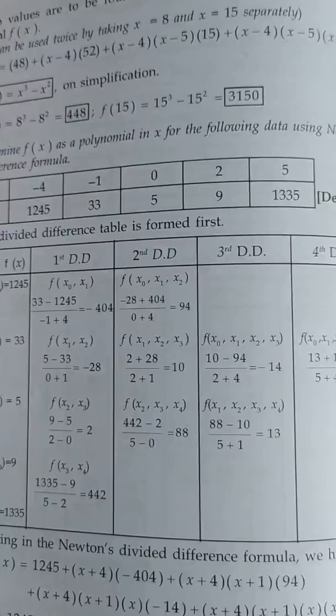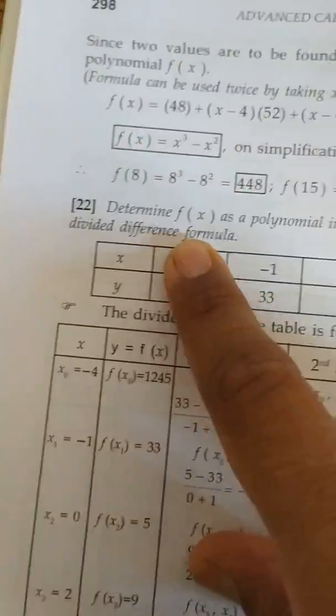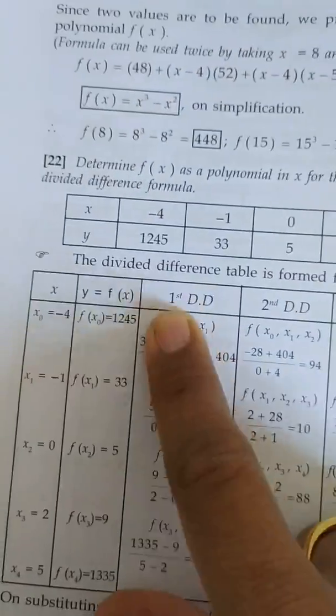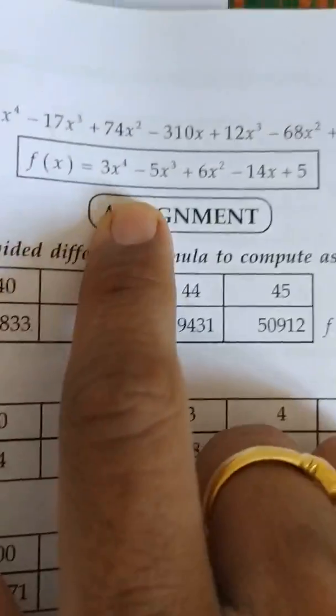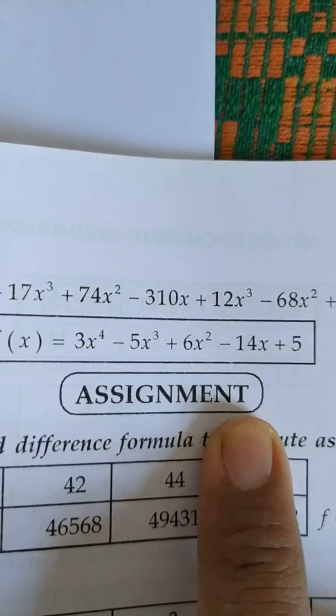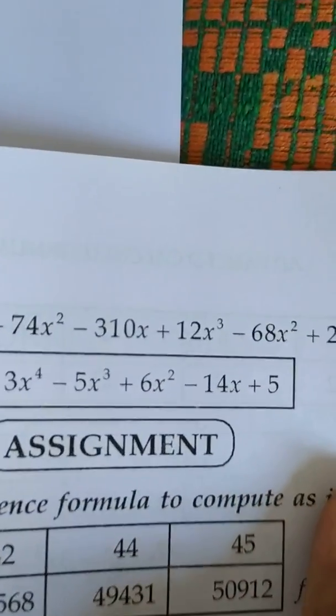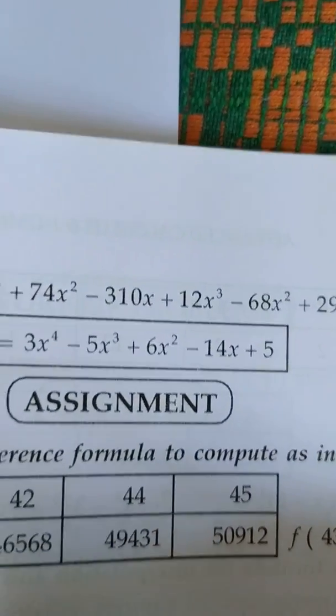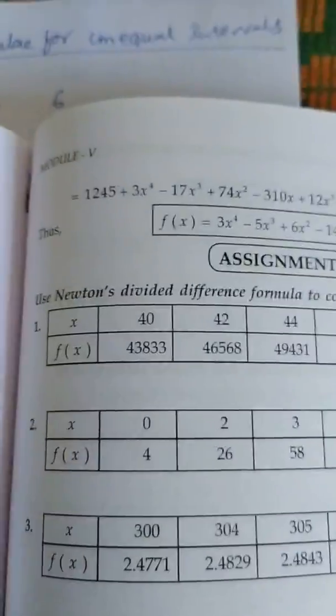Then we get the solution. This is with respect to fitting a polynomial. That means you have to take x is equal to x only in the formula. Then simplify. We get 3x power 4 minus 5x cube plus 6x square minus 14x plus 5. Okay. This is about Newton's divided difference.